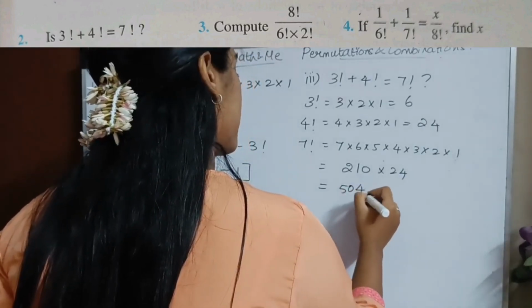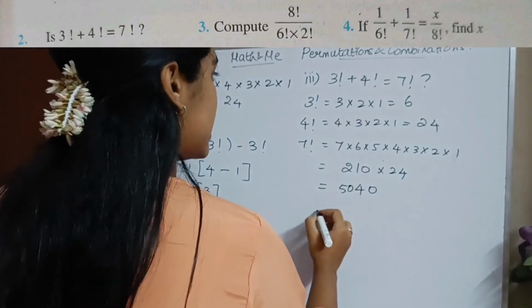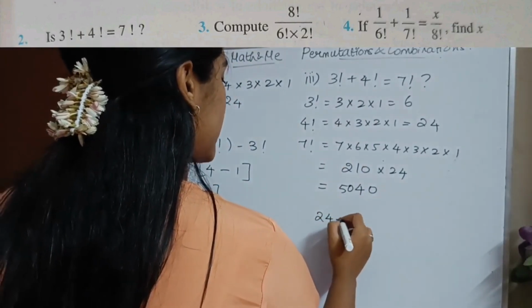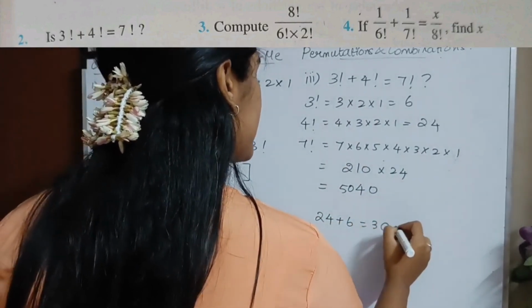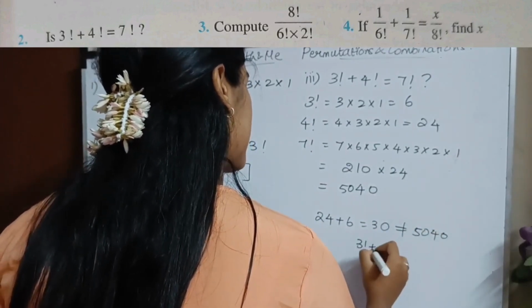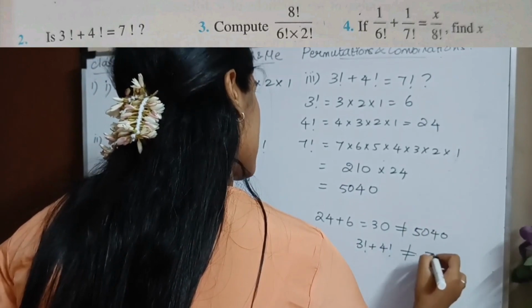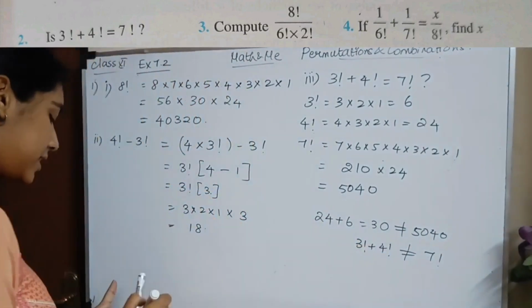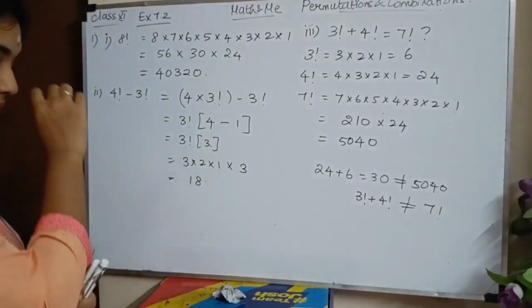5040. So you see that 3 factorial plus 4 factorial is 24 plus 6, which is 30, is not equal to 5040. So 3 factorial plus 4 factorial is not equal to 7 factorial. You cannot take the factorial common and add them. Okay.